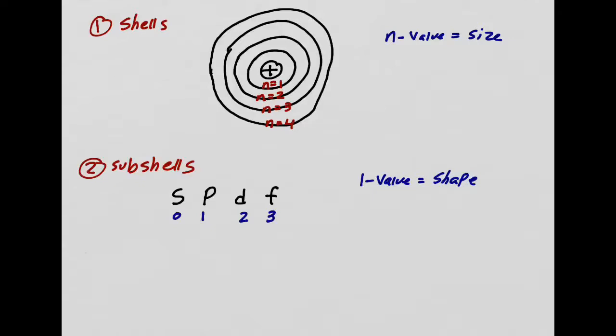Now, one thing I want you to remember also is that S, P, D, F are in order of increasing energy. So you have a higher energy as you go from S to F. F would have the highest energy. All right, so far so good.